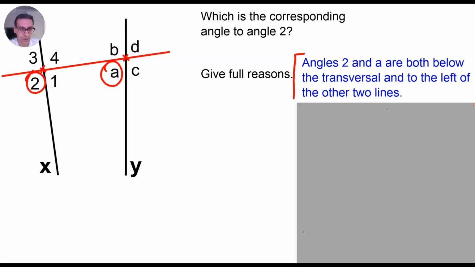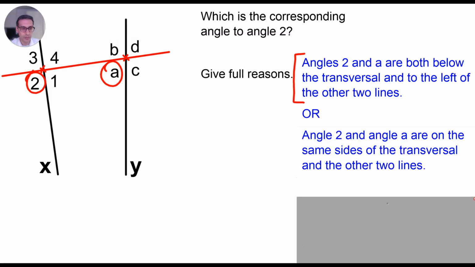This is how you construct a statement to show that they are corresponding. Another way you may have said this is angle 2 and angle A are on the same sides of the transversal and the other two lines.